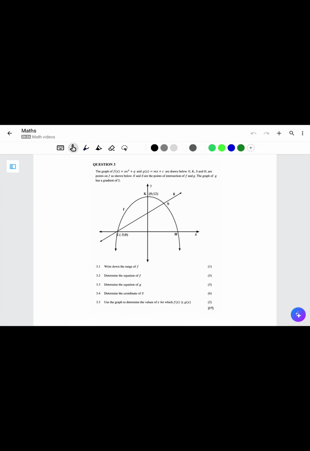So the next question is on functions, and it looks like we have a parabola and a straight line. Okay, let's get into it. Let's look at the facts.